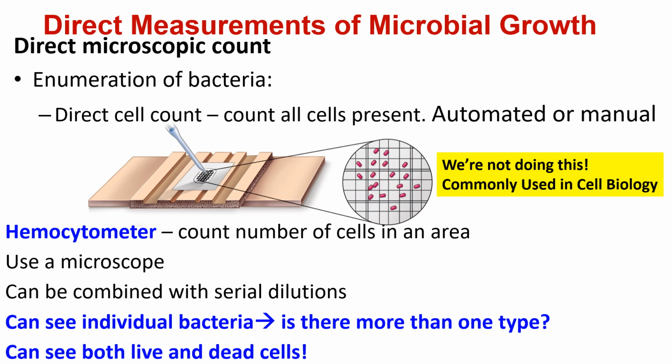Now, the good thing is you can see individual bacteria. If there is more than one type, if they look different, you can see them. You can count exactly how many are of each type. And you'll also be able to see if cells are alive or dead. All cells will be there.